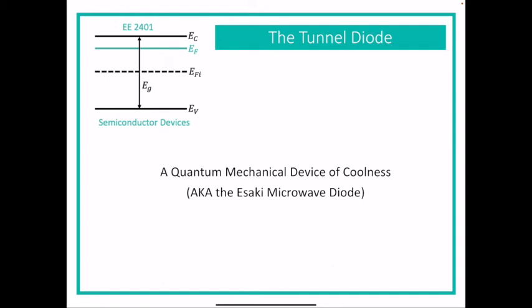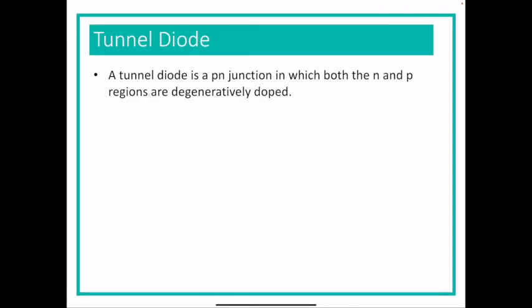Right, today we're going to talk about a specific type of diode known as a tunnel diode. A tunnel diode is actually really cool. It uses the quantum mechanical effect of tunneling to provide a current, and they work a little bit differently than PN junction diodes, but they are an actual type of PN junction diode. These are also called Esaki microwave diodes because of their use at really high frequencies.